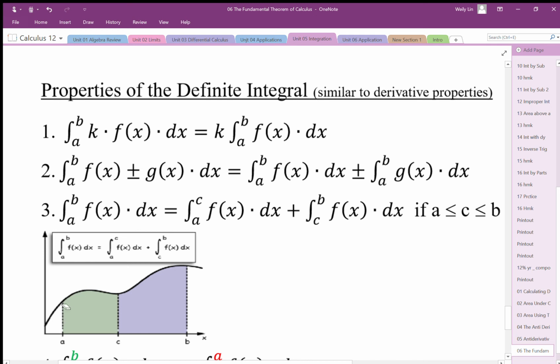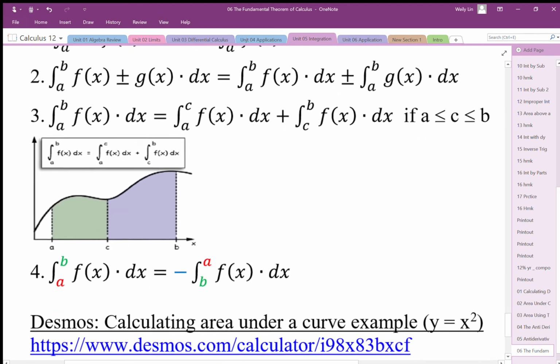If I integrate from A to B, well, it's the same area, so integration is going to calculate that area. So it's the same area if I go from A to C and stop there, and then start from C and finish off at B and add those two areas together. It's the same as the total area integrating right through from A to B. Okay, so that's pretty straightforward.